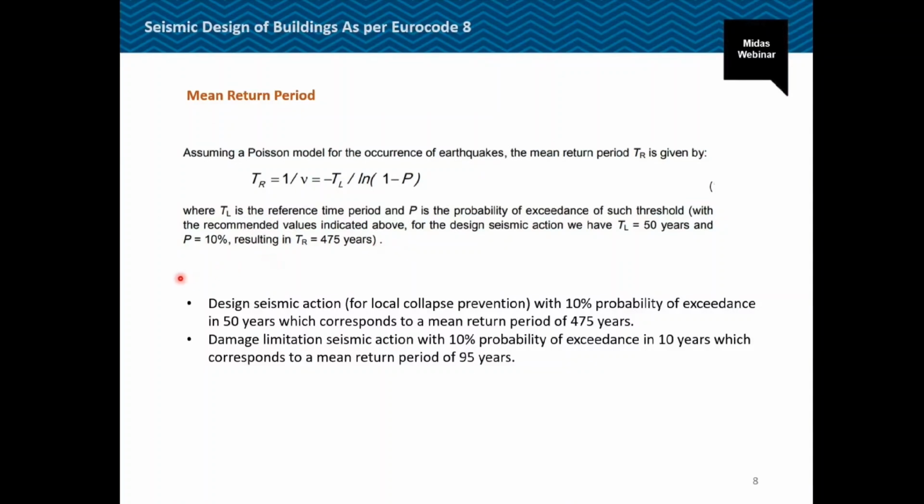Earlier we saw two requirements, and as per the first requirement, if we assume a 10% probability of exceedance in 50 years, we will get a mean return period of 475 years. And as per the second requirement, which is related to damage limitation, if we assume a 10% probability of exceedance in 10 years, we will get a mean return period of 95 years. So as per our performance requirement, we can find the mean return period.